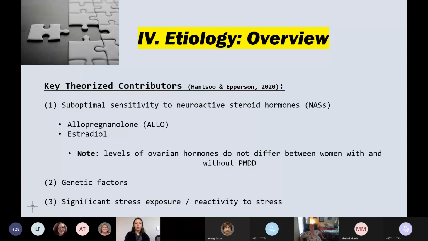And then the last piece of this is a history of significant stress exposure. So we've had several replicated cross-sectional studies of thousands of women that show an association between stress exposure, trauma exposure, and development of PMDD. And the mechanism behind that is not yet clear, but it's believed to be some irregular functioning of the HPA axis, and especially in connection of the HPA axis and the HPG axis. So these are the main pieces that we're seeing right now in women with PMDD.